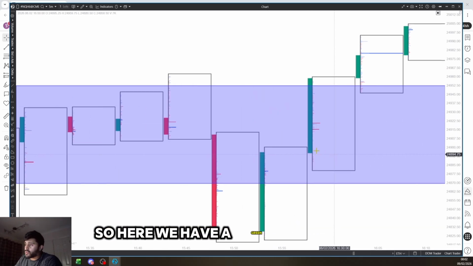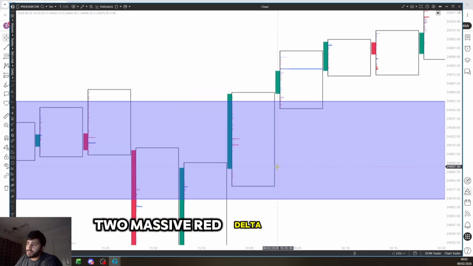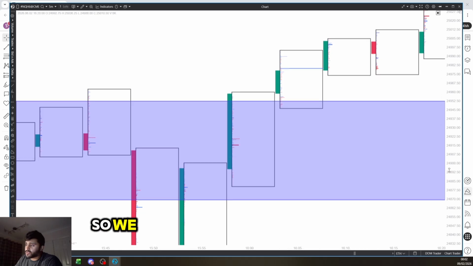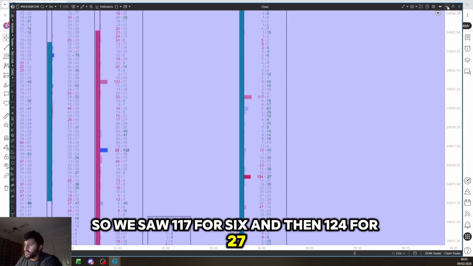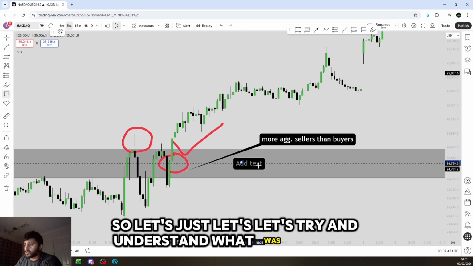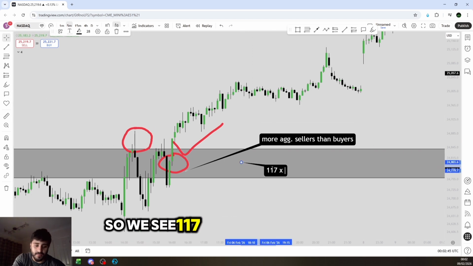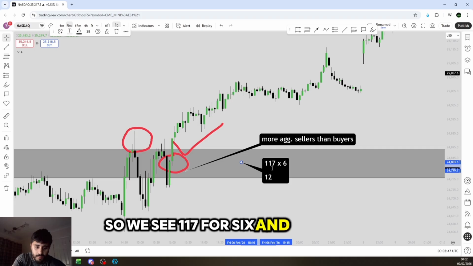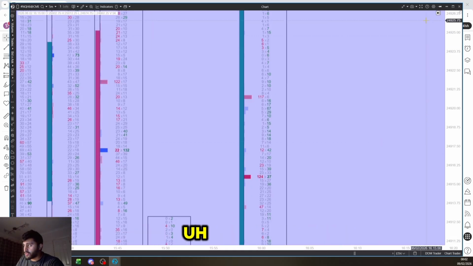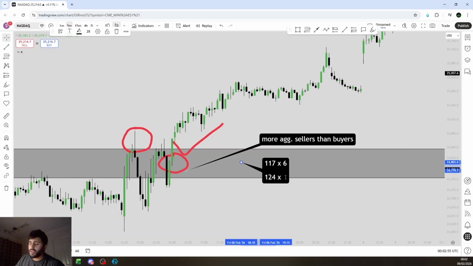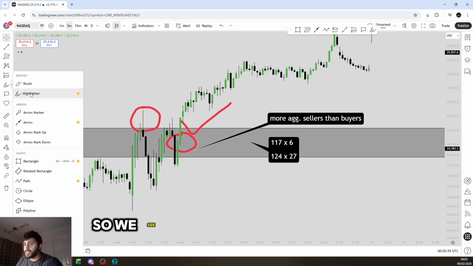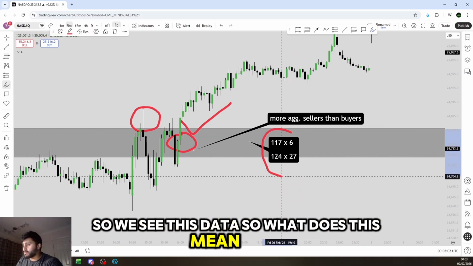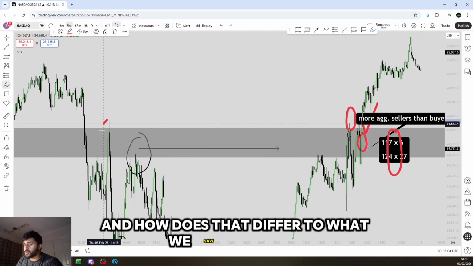So here we have a green candle here, 2 massive red delta outliers, and we break above, right? So we saw 117 for 6 and then 124 for 27. So let's try and understand what was going on. So we see 117 for 6 and we see 124 for 27, right? Now we see this data on the footprint charts over here. So what does this mean, right? And how does that differ to what we saw over here?